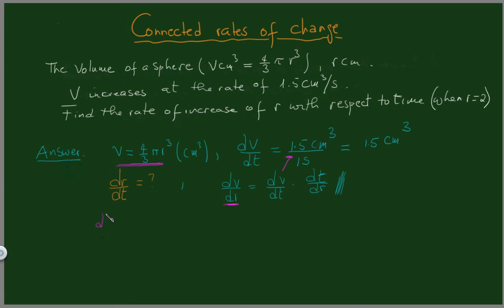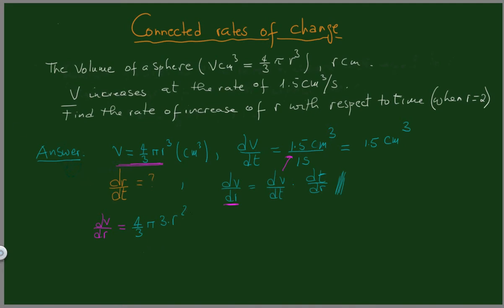Hold on. Okay, we're going to take the derivative of V with respect to r. V has a 4/3 and pi, which are all constants, and this is what we're going to differentiate. The derivative of r to the power 3 equals 3 times r to the power of 2.